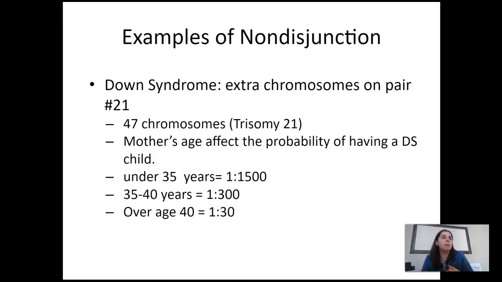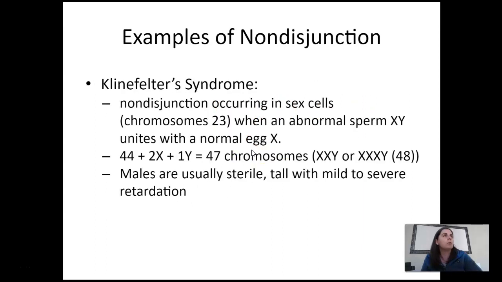Mother's age is one of the biggest factors affecting the probability of having it. So if you are under the age of 35, you have a 1 in 1,500 chance of having a child with Down syndrome. If you are between the ages of 35 and 40, that number drops to 1 in 300 has a child with Down syndrome. And if you wait till the age of over 40, you have a 1 in 30 chance of having a baby with Down syndrome. So that's definitely something that is related to age, because your chromosomes can't function properly to create what they need to, the right proportions of chromosomes.